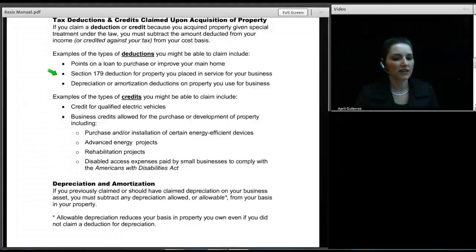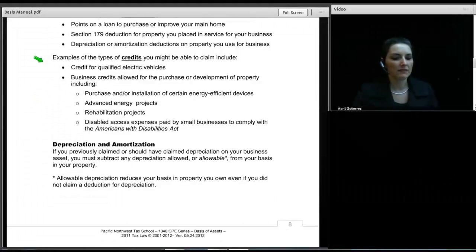The Section 179 deduction for property you placed in service for your business, or depreciation or amortization deductions on property you use for your business. Examples of the types of credits that you might be able to claim include the credit for qualified electric vehicles, business credits allowed for the purchase or development of property, including purchase and or installation of certain energy efficient devices, advanced energy projects, rehabilitation projects, and disabled access expenses paid by a small business to comply with the Americans with Disabilities Act.